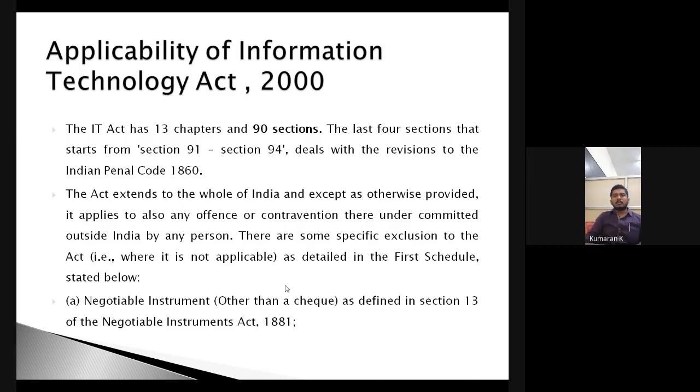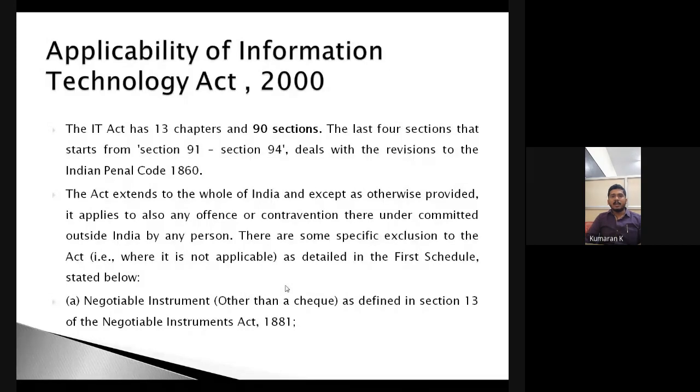So that's the applicability of the Information Technology Act. It will be applicable to each and every region. Whatever law has been extended will be applicable. All the offences, penalties and punishments we are giving will be applicable to all the regions in our country. Also, if anybody who is present outside India commits any cyber-related crime, those persons are also covered under this Information Technology Act 2000.